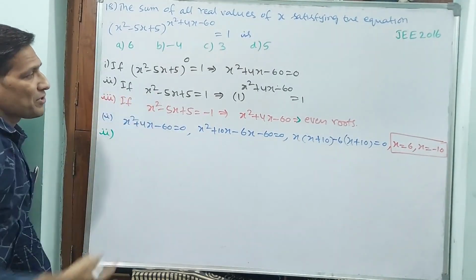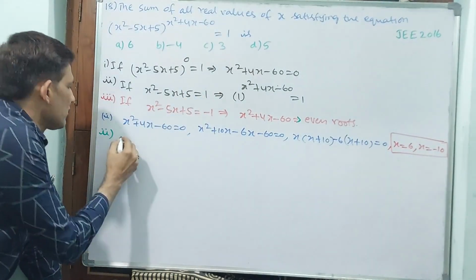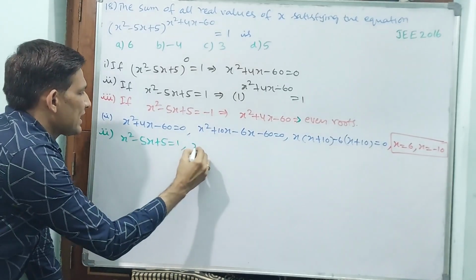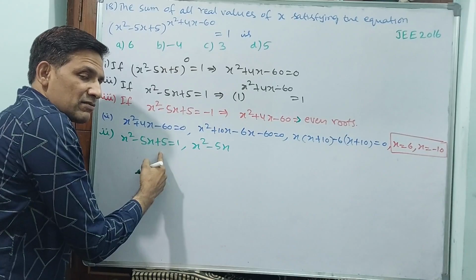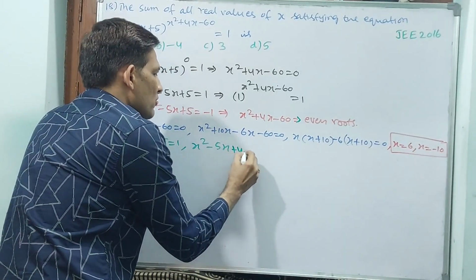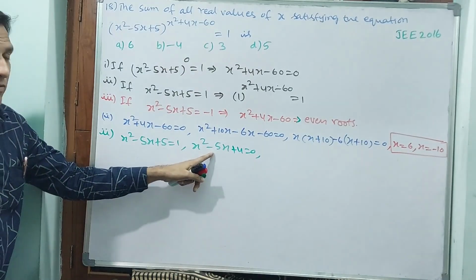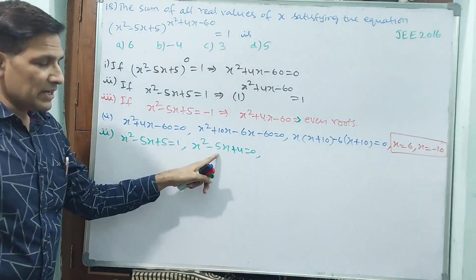Second option: x square minus 5x plus 5 is equal to 1. Write down: x square minus 5x plus 5 is equal to 1. Or else x square minus 5x, if this comes this side, minus 1, 5 minus 1, 4, plus 4 equal to 0. See, 1 into 4 is 4, and 1 plus 4 is 5.